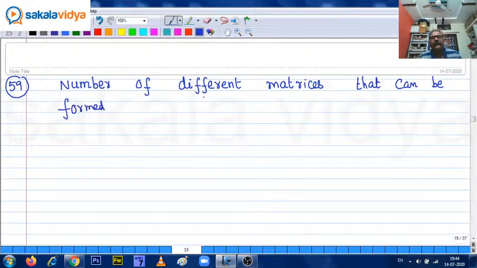Here, don't get confused. Different matrices means different types of orders of the matrices. Same coefficients, no problem. Except x square plus x plus 1, all coefficients are equal: 1, 1, 1, 1. It may not be given, but we need to understand it like that. But whenever repetition is not given, we need to consider it as without repetition only.